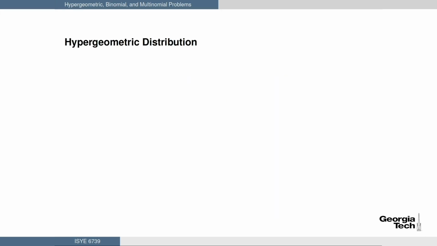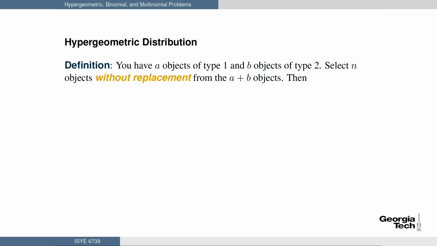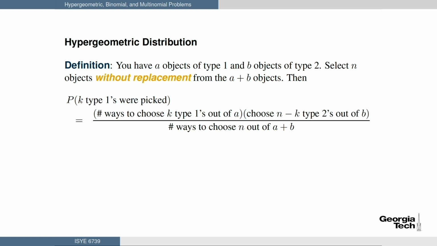So let's start out with the hypergeometric distribution. Here's the definition. You have A objects of type 1 and B objects of type 2. I want to select n of these objects without replacement from the A plus B. Without replacement, very, very important. Then, the probability that I pick exactly K type 1s, and by default, n minus K type 2s, is going to be, well, this messy numerator divided by a messy denominator.